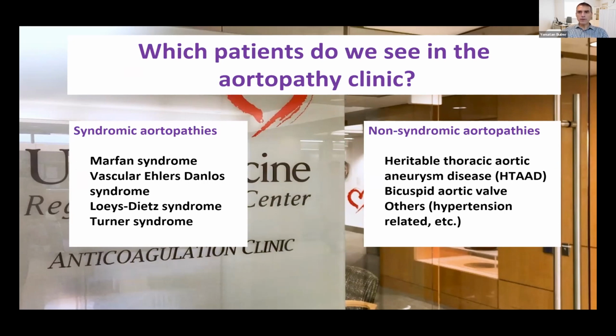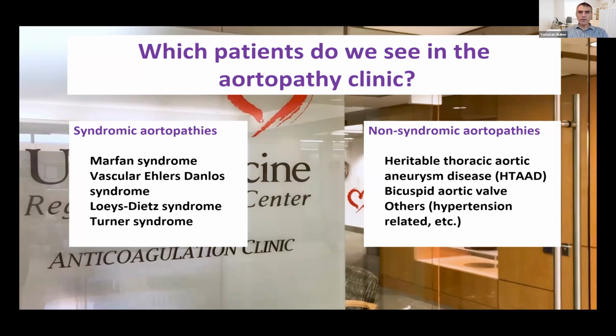The bicuspid aortic valve patients, which is kind of an overlap between my aortopathy hat and my congenital heart disease hat. It's a pretty common condition, as many of you know. About 4% of the population has it, and it goes along with aortic dilatation. And then not infrequently, we would see patients with other types of aortopathies as well.